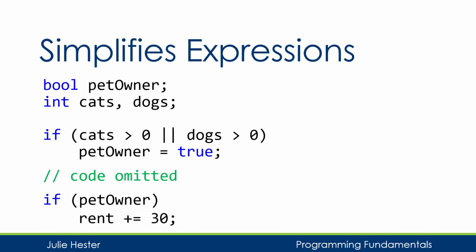Now later on, if I'm wanting to decide how much apartment rent to charge someone, all I have to do is say if pet owner in parentheses as my expression, and if they are a pet owner, then I can increase their rent by $30. I could have had the same expression with the cats and the dogs, but now instead I've created this one variable that's going to stand for that complete expression of the cats or the dogs. And then I can just use this pet owner variable as a flag later on in the program to decide what I want to do.